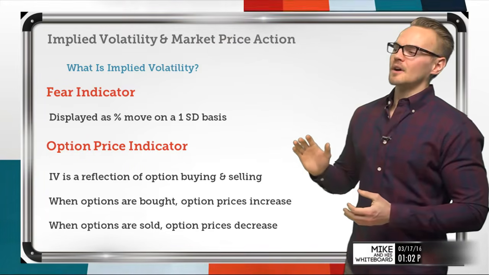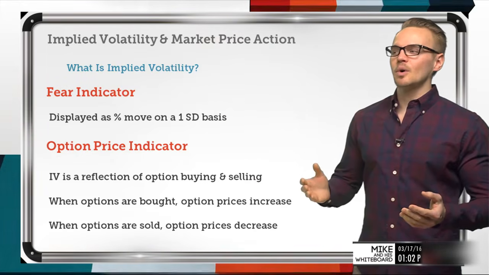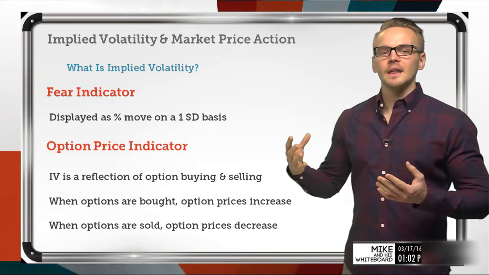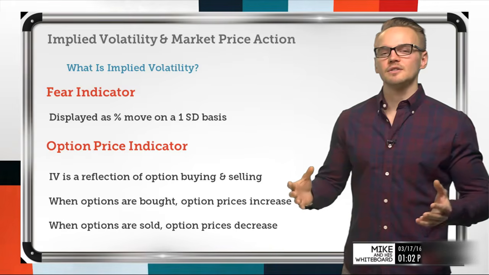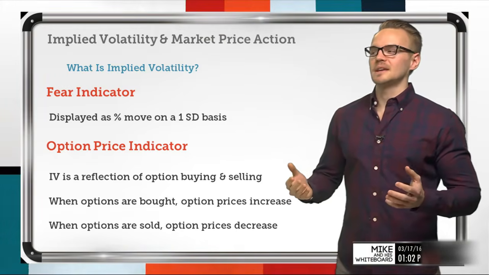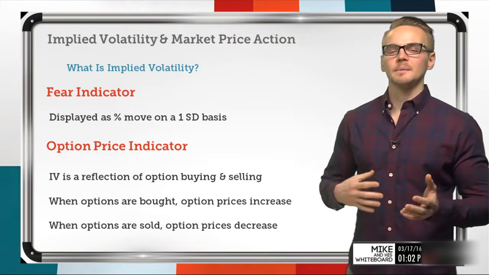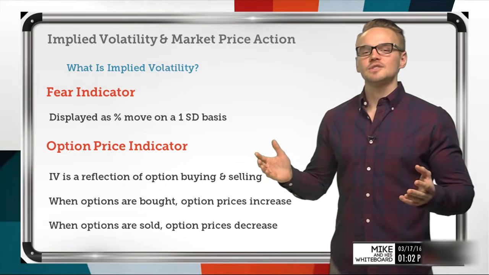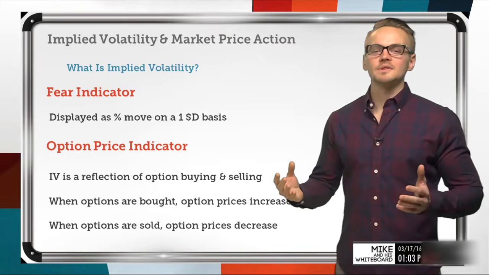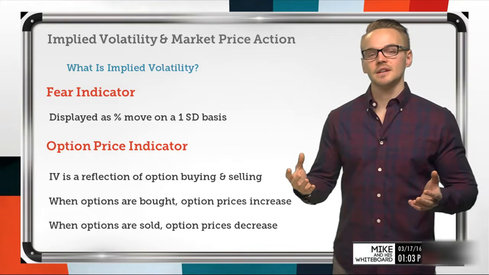Well, for me, there are two big ideas when we look at implied volatility. Number one is that it's a fear indicator. It's going to give me the idea of where I can expect an underlying to go. So when we're looking at implied volatility, it's displayed as a percentage on a one standard deviation basis. So if I'm looking at an underlying, let's say a stock is trading for $100 and it has an implied volatility of 20% for a given time frame. Let's say it's for 1 year in the standard implied volatility calculation.